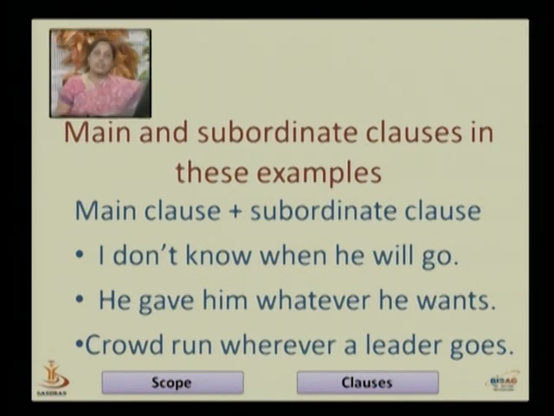Main and subordinate clauses in these examples. Some examples we will see, then it will be more clear. Main clause plus subordinate clause. I don't know when he will go. I don't know is main clause and when he will go is subordinate clause. Second example, he gave him whatever he wants. He gave him is the main clause. Whatever he wants is the subordinate clause. Crowd run wherever a leader goes. Crowd run is main clause. Wherever a leader goes is subordinate clause.